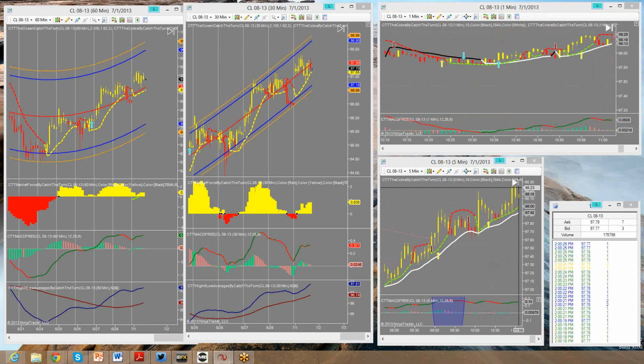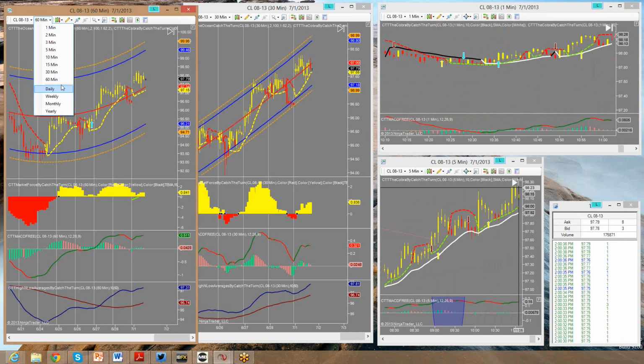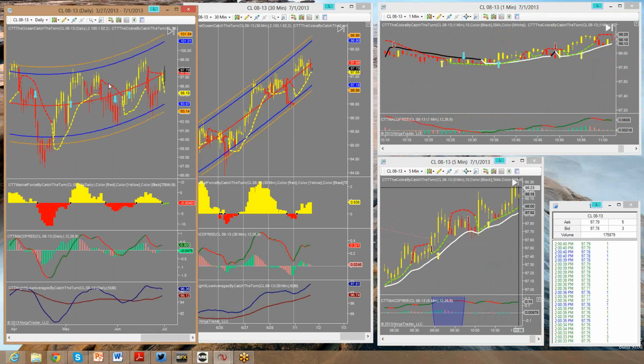Okay, so that being said, let's see. Question, in that case, can you confirm with the 60-minute or daily chart? Absolutely. Now, daily, I wouldn't focus on so much. Let's take a look at the daily chart on crude. Here you go.